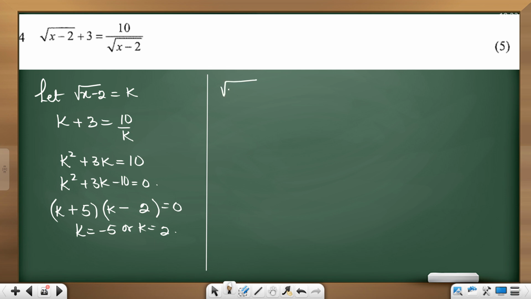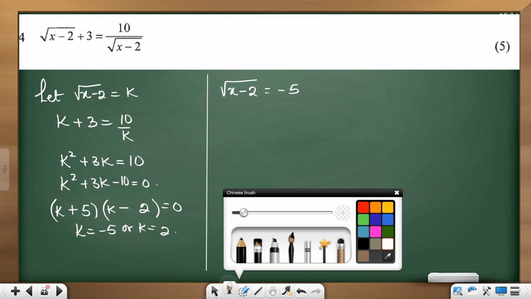Sir, from the text, I don't understand how you got to this step. Can you please explain the whole thing over? Which one? 3 plus k equals 10 over k. K plus 3 equals 10 over k. Yes, so can you please explain from that step?